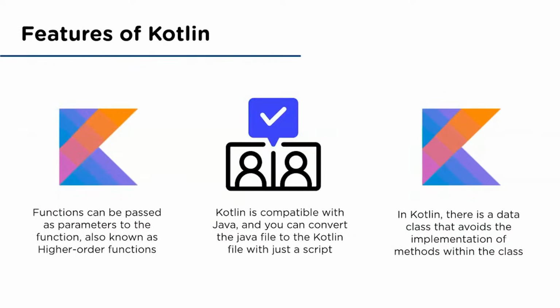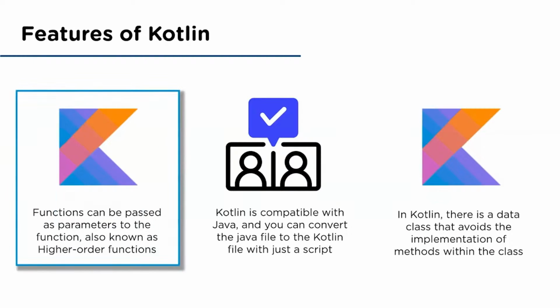Now coming to another feature of Kotlin, which is, in Kotlin, functions can be passed as parameters to the function. That means a function acts as a variable, and just like a variable, it can also be passed. It is also known as a higher order function. Its functionality is to do two things. First, to take functions as parameters, and second, to return a function.